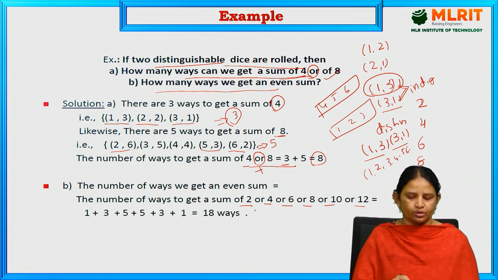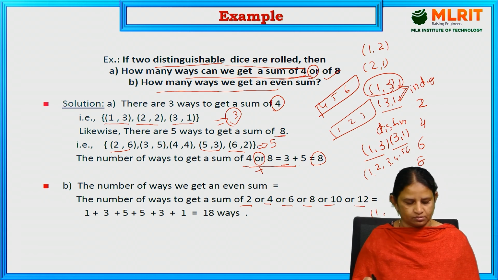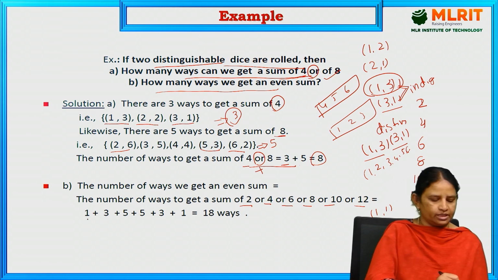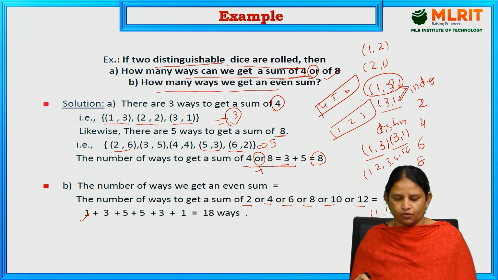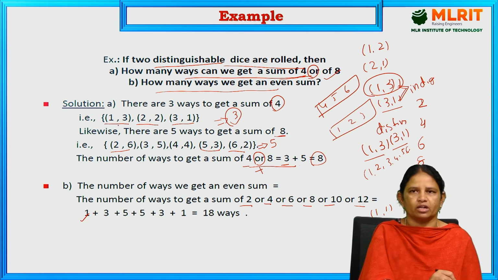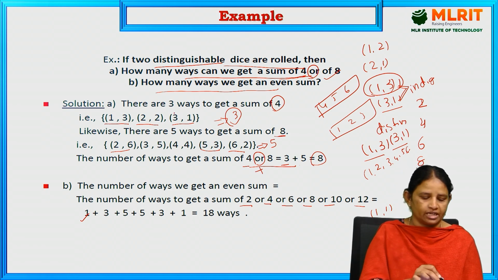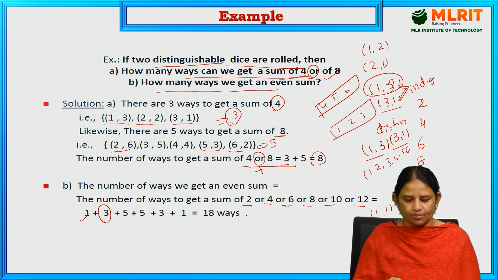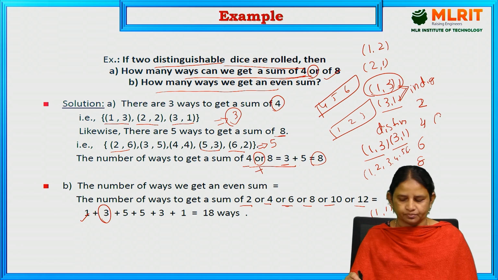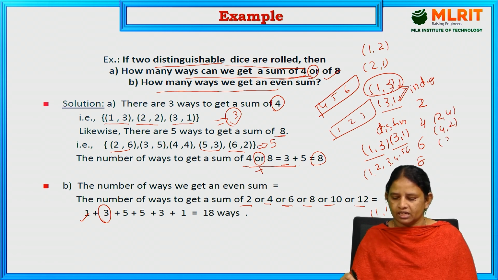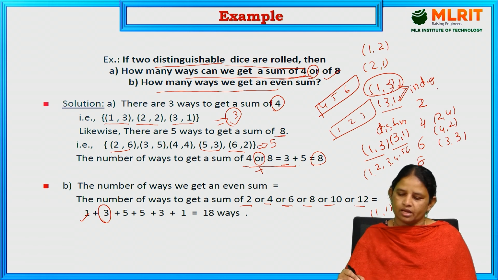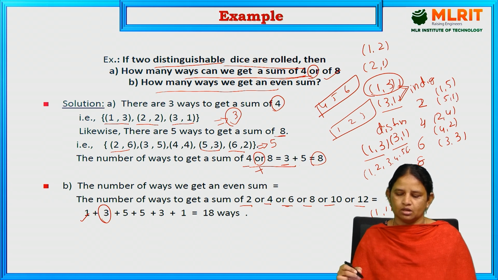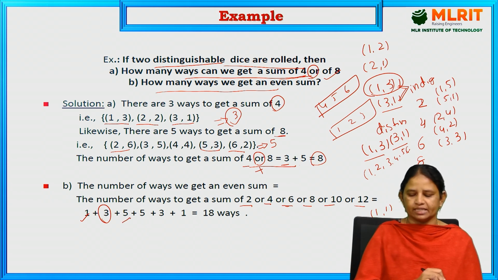We already know that 2 means 1, 1. That is only one possibility. How to get 4? That we have already done: 1, 3, 2, 2, 3, 1. That is 3 possibilities. Next, how many ways can we get the sum of 6? That is 2, 4, then 4, 2, 3, 3, then 1, 5, 5, 1. So there are 5 possibilities to get the sum of 6.